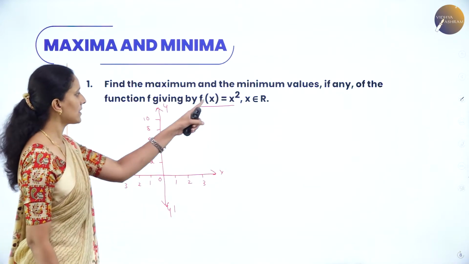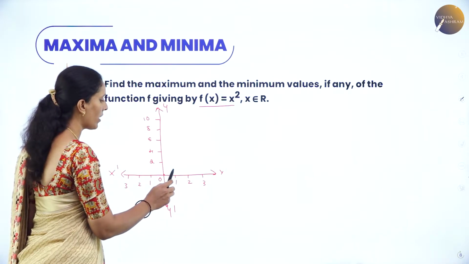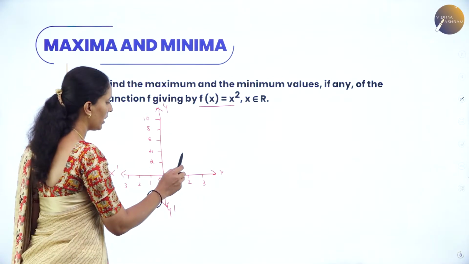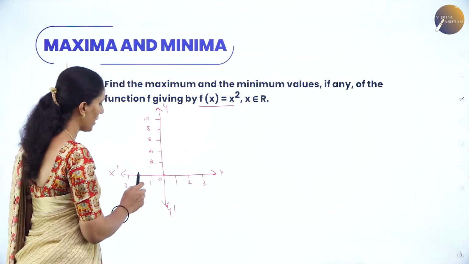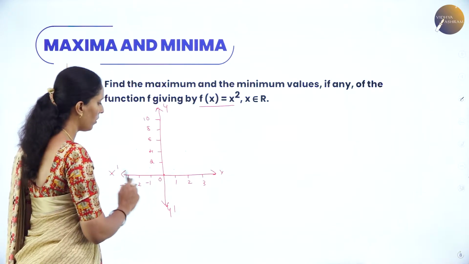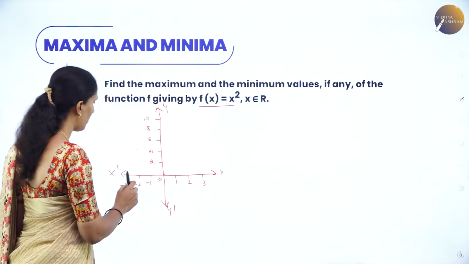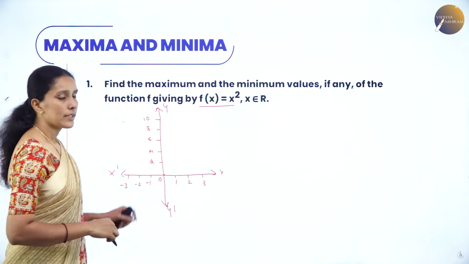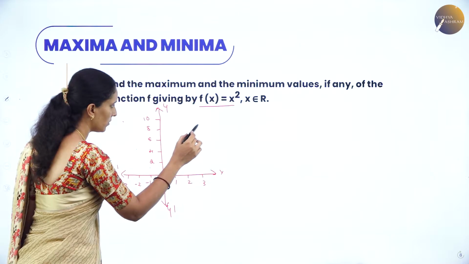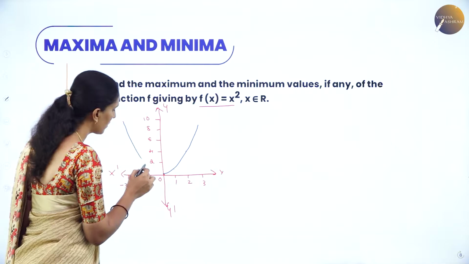So clearly, let us substitute the values. For 0, it is 0. For 1, it is 1 somewhere here. For -1 also, it is 1. For 2, it will be 4, and for -2 also, it is 4. For 3, it is 9 somewhere here, and for -3 also, it is 9 somewhere here. So here I have plotted the points. Let me sketch a graph here. This is how we will get the graph.